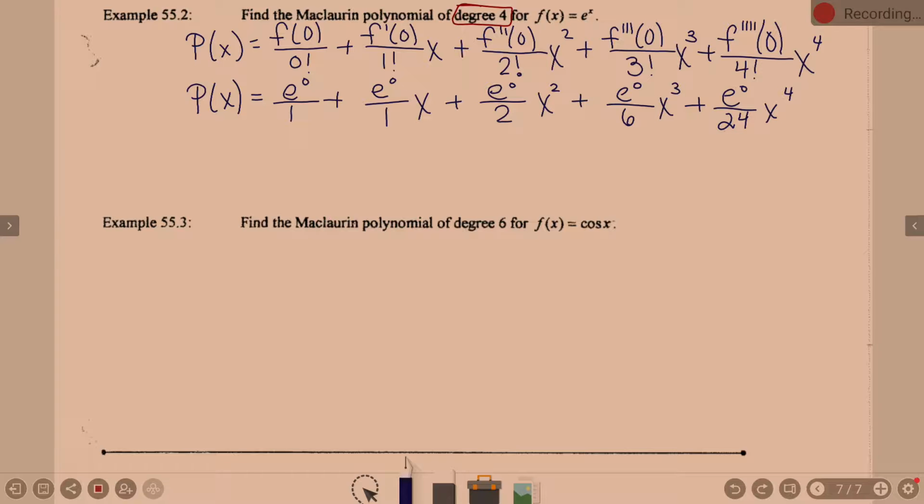Now, this is degree 4. So we're stopping here. But technically, if they didn't tell us a degree, we could keep going, or just do a plus dot dot dot, realizing it goes on.